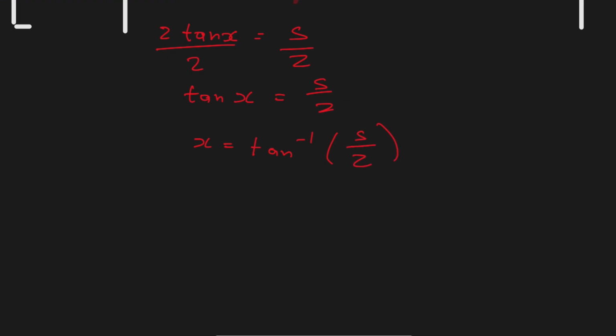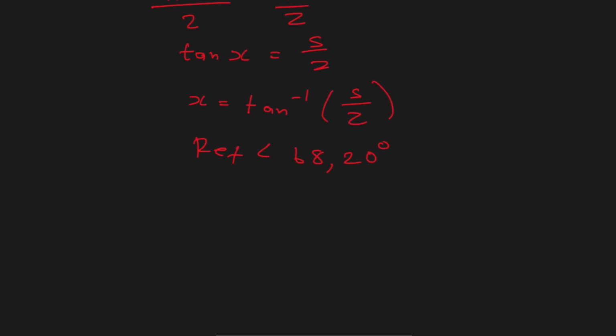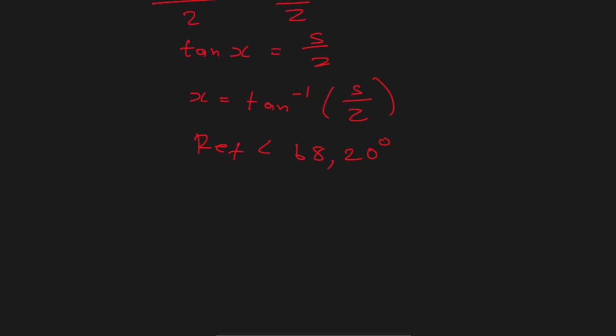Let me punch my calculator. We're going to shift tangent 5 over 2, and that is giving me the reference angle. That is 68.198. We can just say 68.20. So that is our reference angle. So now in this case, we don't have restrictions. So now we can just easily apply our general solution.